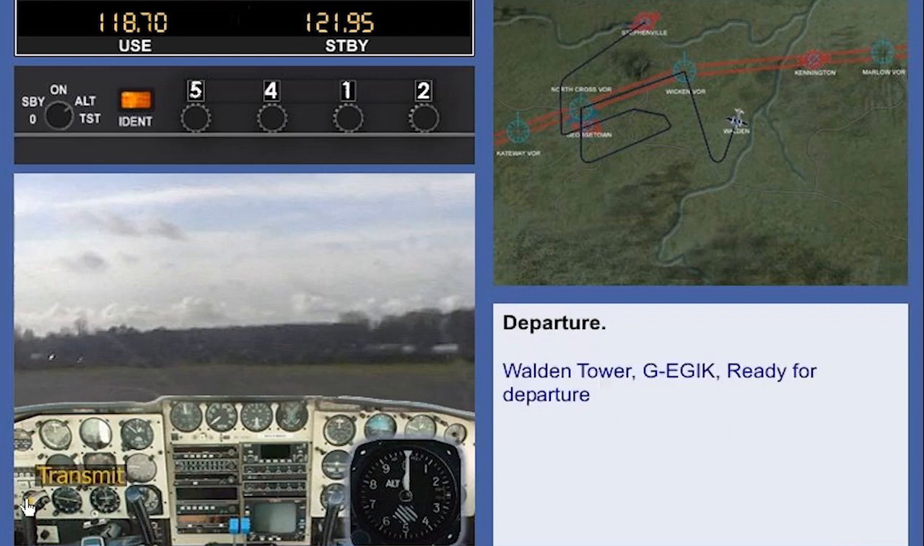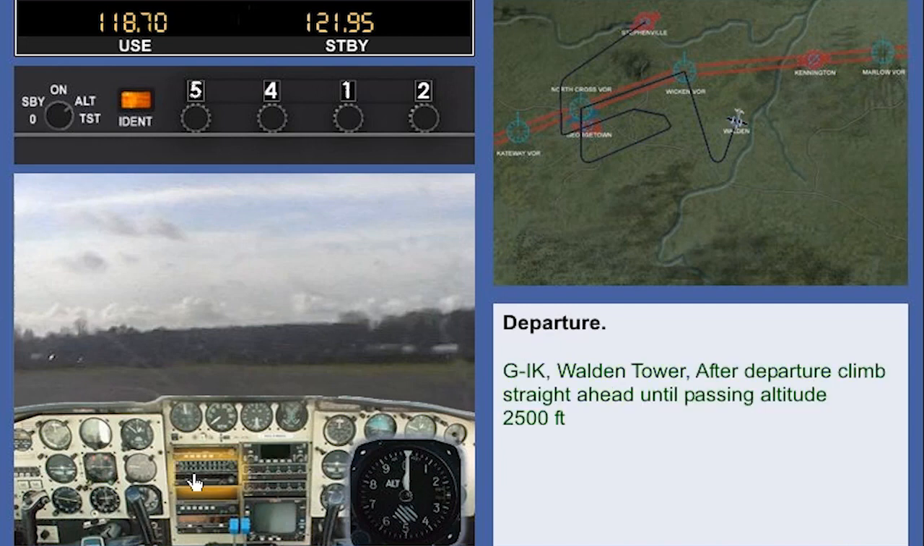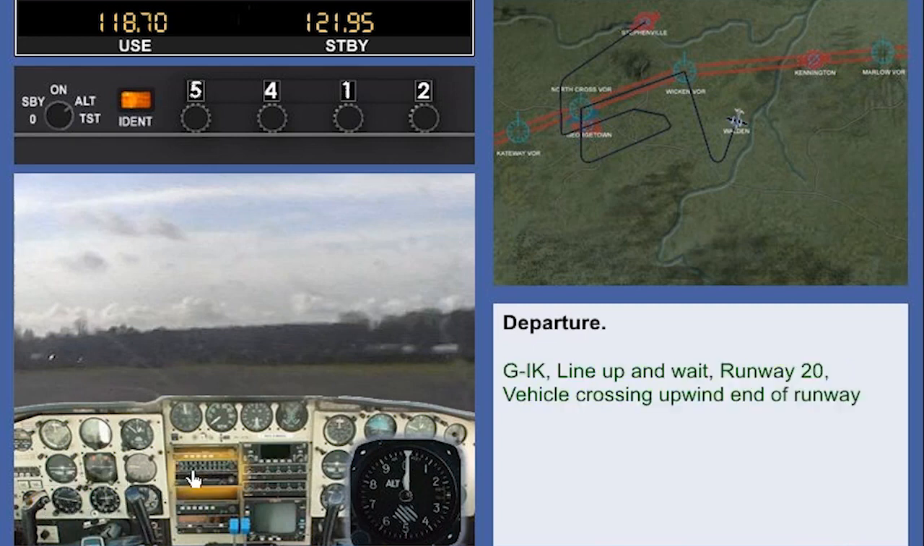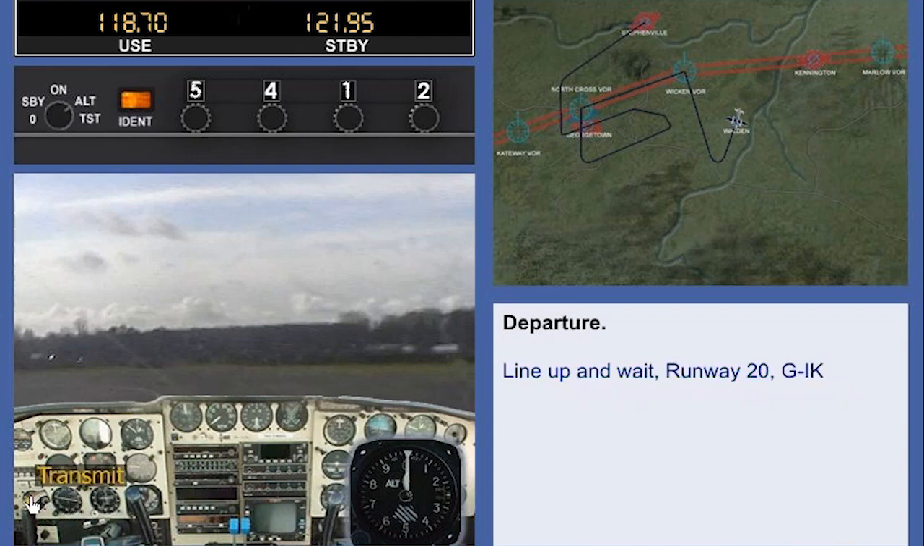Walden Tower, Golf Echo Golf India Kilo, ready for departure. Golf India Kilo, Walden Tower. After departure, climb straight ahead until passing altitude 2,500 feet. After departure, climb straight ahead until passing altitude 2,500 feet. Golf India Kilo. Golf India Kilo. Line up and wait, runway 20. Vehicle crossing upwind end of runway. Line up and wait, runway 20, Golf India Kilo.